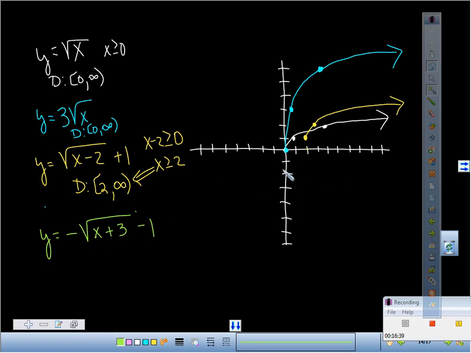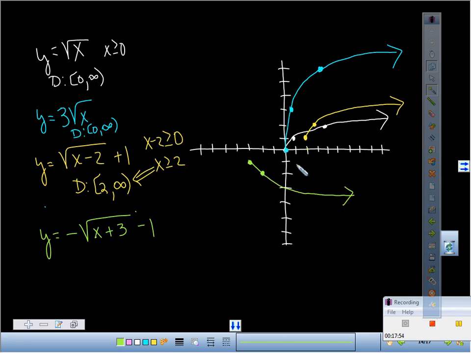What is that plus 3 going to do to him? Left 3. 1, 2, 3. What's the minus 1 going to do to him? Down 1. So now there's my starting point. How do I find the next point? Down 1 over 1. There is no vertical stretch or compression on that thing, so here is my graph.